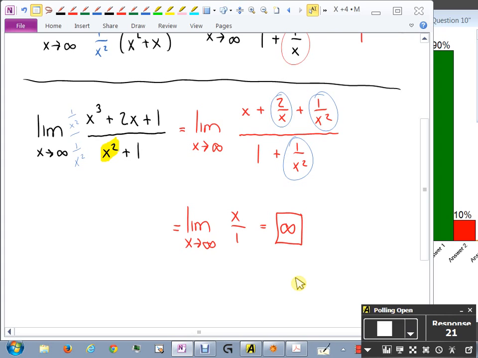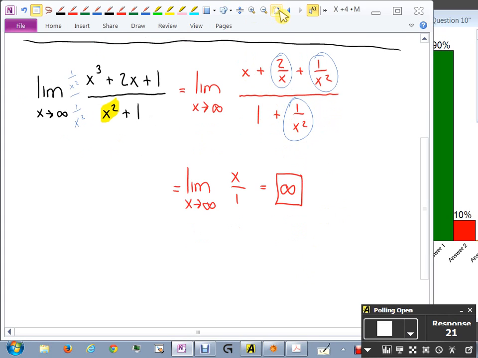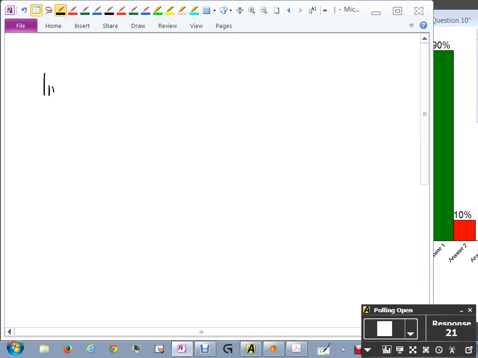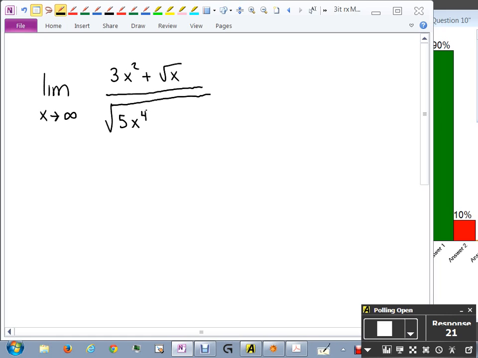All right, now let's try something a little bit more challenging. Limit as x goes to infinity of 3x squared plus the square root of x, over the square root of 5x to the fourth plus 1.